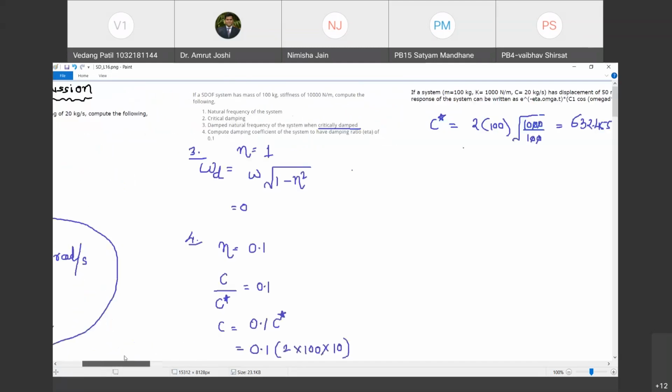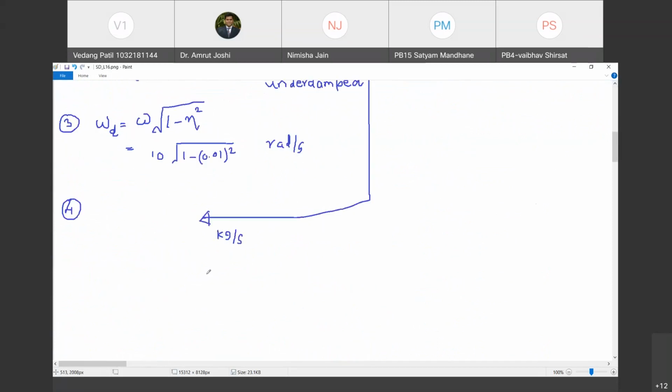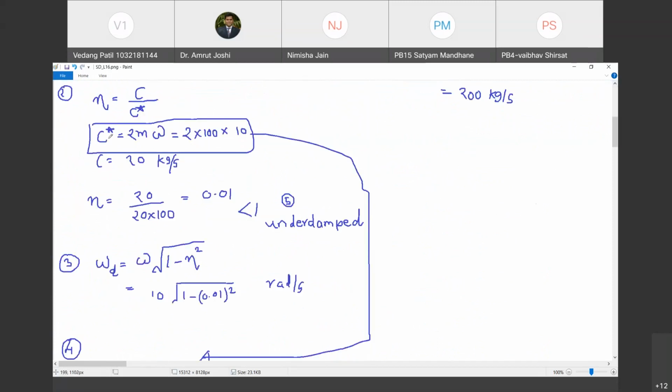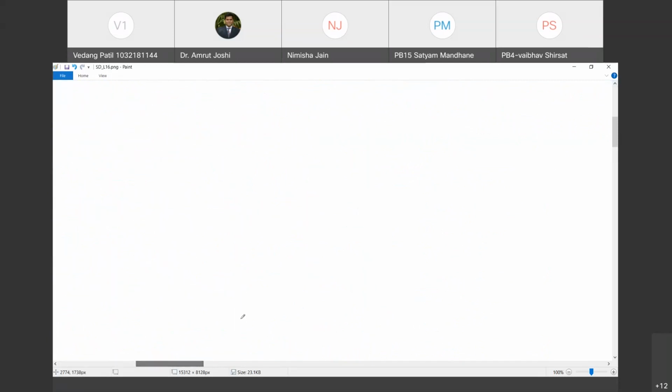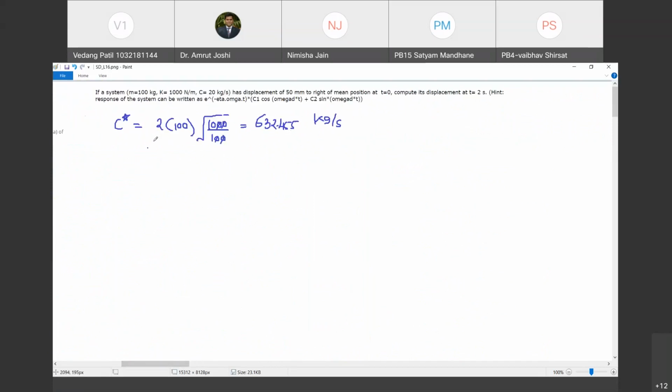What was the value of C star in the last case? It was 2000. Yes, sir. Okay, no problem. So here the value has turned out to be 632.455. But C is less than C star, so therefore it is an under damped system. Right?